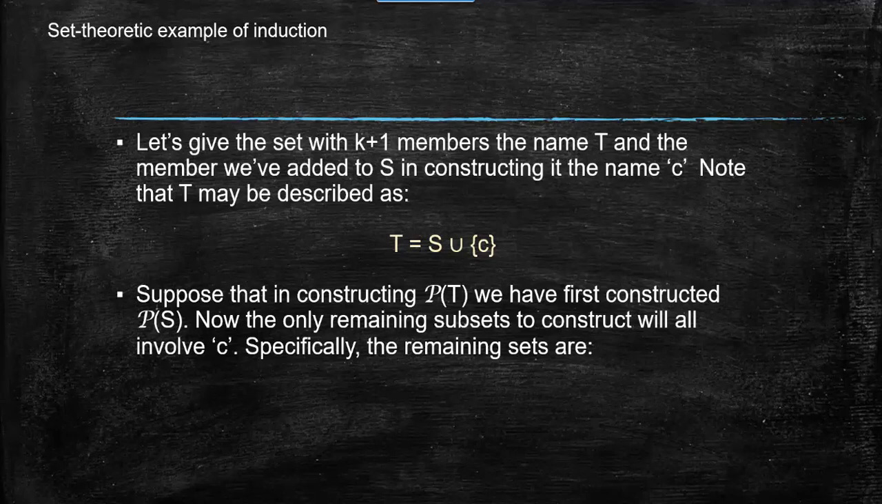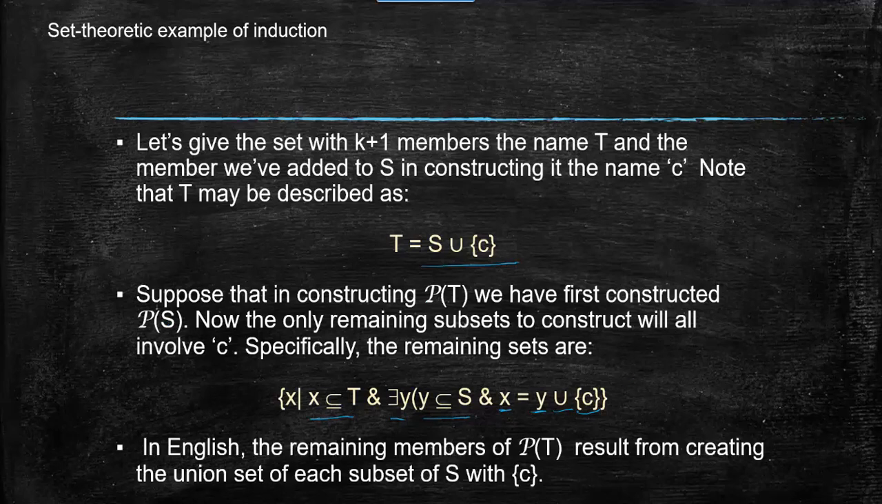Specifically, the remaining sets are, and this is a mouthful, the set of all x such that x is a subset of T, right, meaning x is a subset of this union, and limited to this property, because we don't want to produce the sets we've already produced by constructing the power set of S itself. So, there exists a y such that y is a subset of S and x is identical to y union the set that contains C. So that's a way of characterizing all the remaining subsets of the power set of T that are not members of the power set of S.